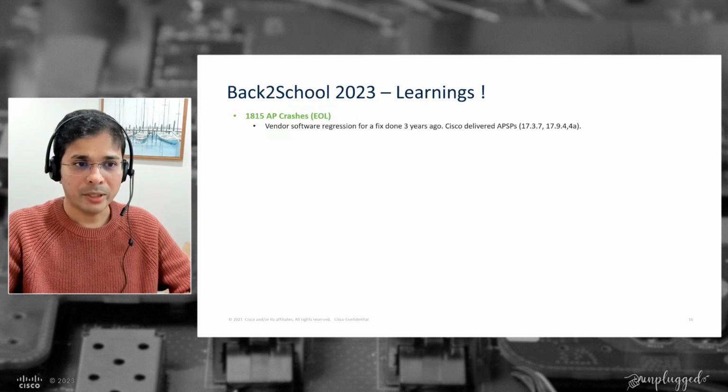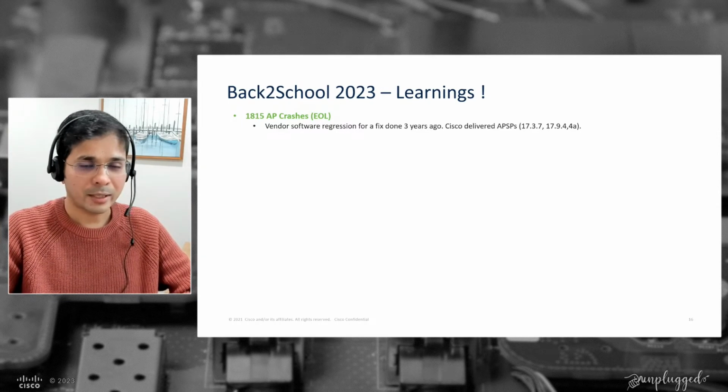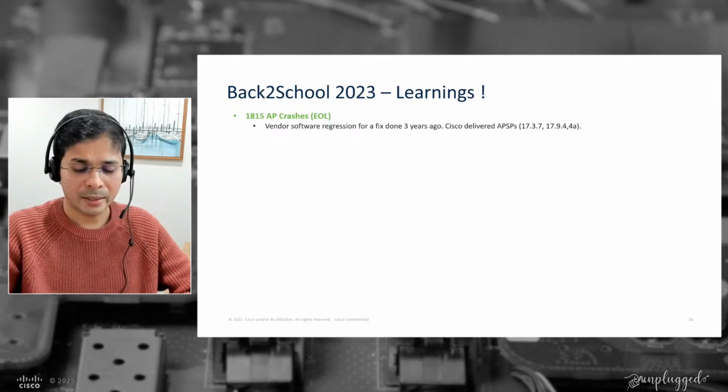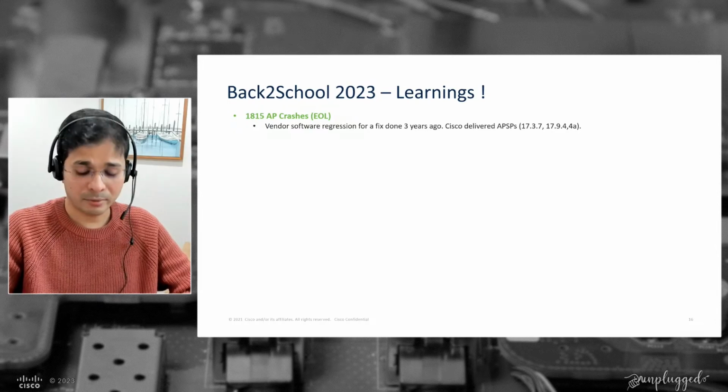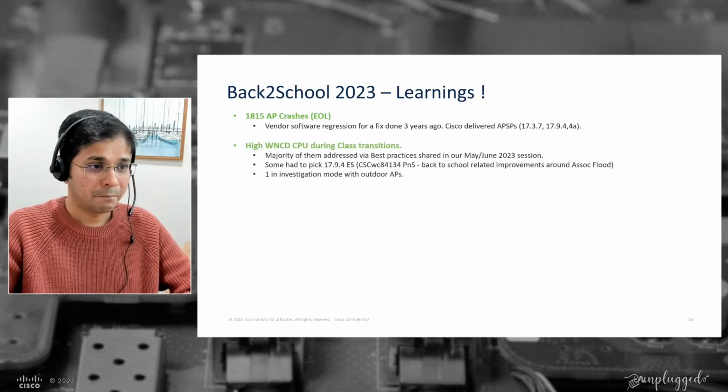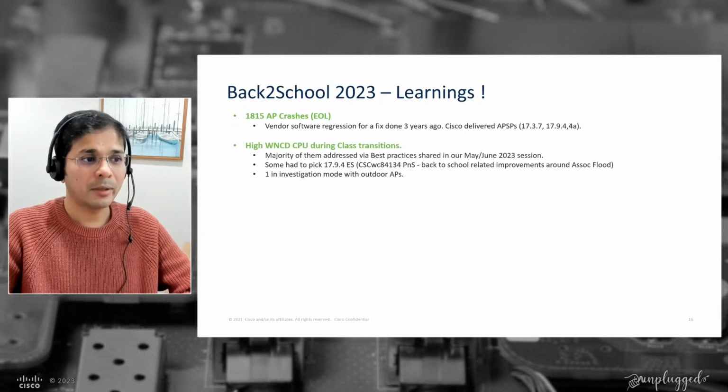And a 4A APSP was delivered on Monday night. So if you have these access points, I would highly encourage you, if you see some crashes, to try to upgrade the software there. The second biggest one that hit us was high WNCD CPU during class transitions.